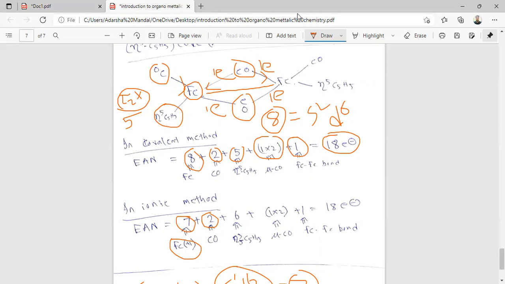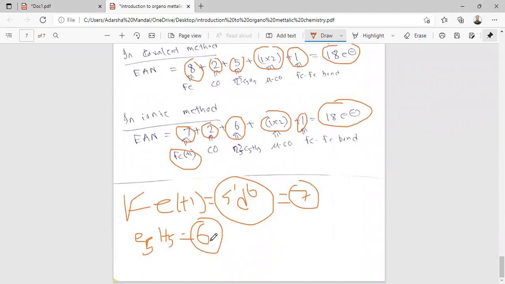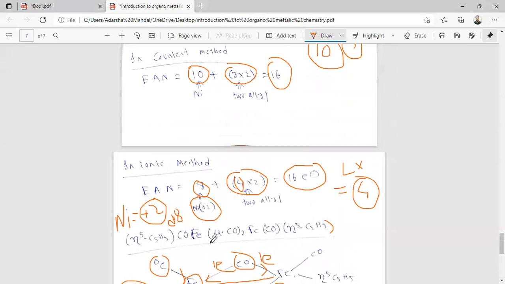will donate. So Cp* is an L2X type ligand, so it will donate a total of 6 electrons to the metal center in this ionic method. And there are two bridging carbonyls, each donating 1 to the metal center, so a total of 2 from the two bridging COs, and there is one metal-metal bond, so it will donate 1. So here there are a total of 18 electrons for each iron in this ionic model. So this is the example.